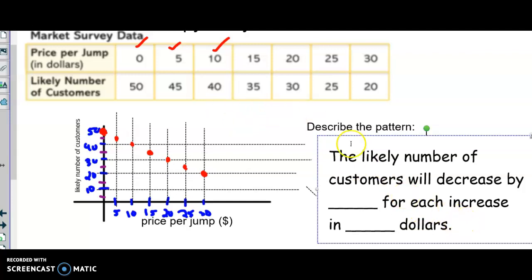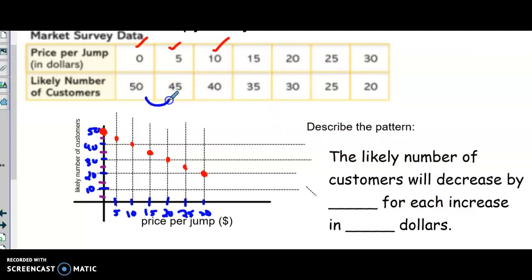And we want to look at our table. So we have that in our table. This is decreasing by 5, right? So it would decrease by 5 people for each increase in, now this is going up by 5. Okay? That's the pattern we see in the table.